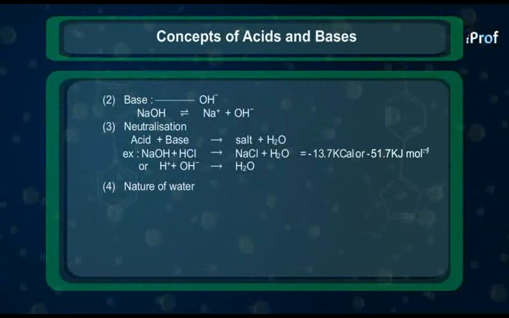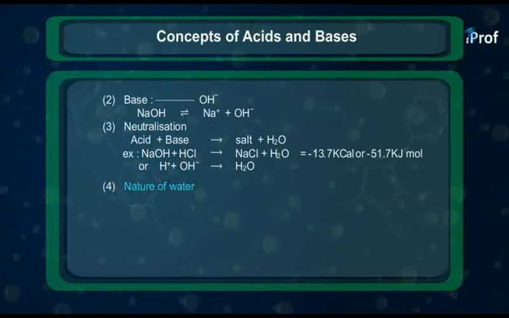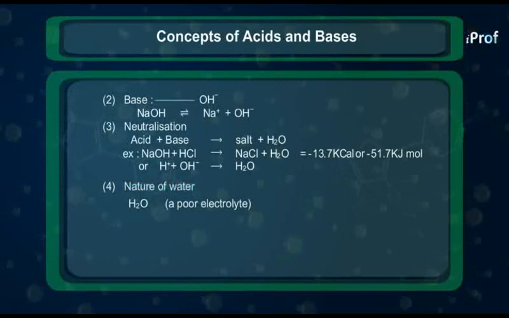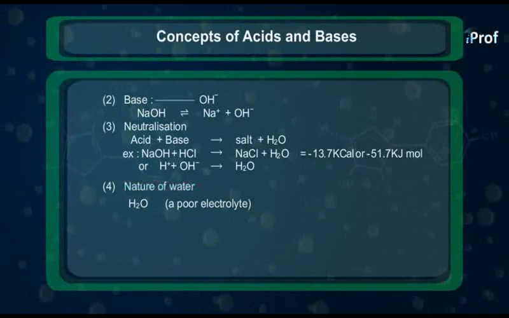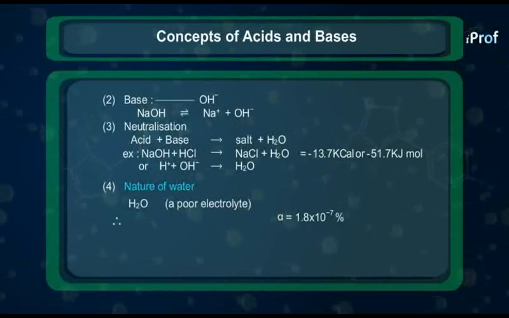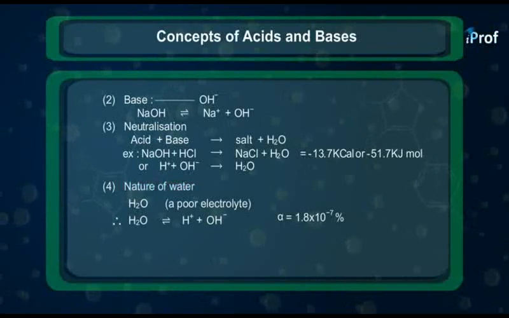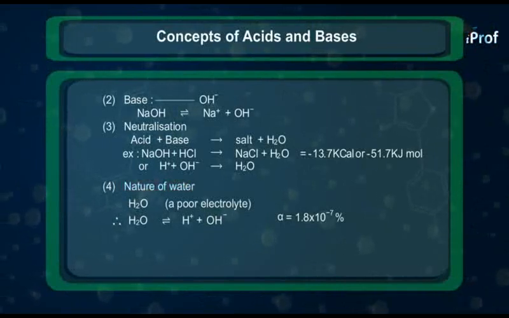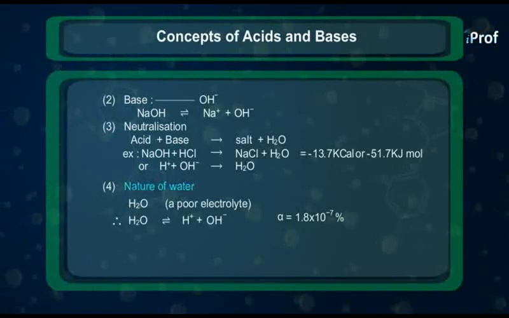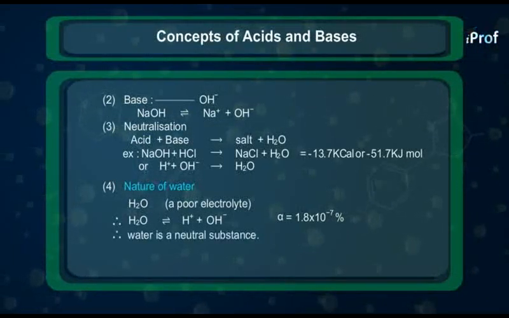The last point is nature of water. According to this concept, water is a neutral substance. First of all, water is a very poor electrolyte. At 25 degrees Celsius, its degree of dissociation has been estimated to be equal to 1.8 × 10^-7 %. Therefore, in water, H+ ions and OH- ions are both present, but they are present in very small amount. Unfortunately, they are in equal amount. Therefore, water has acidic and basic character both in equal amount. Therefore, it is a neutral substance.